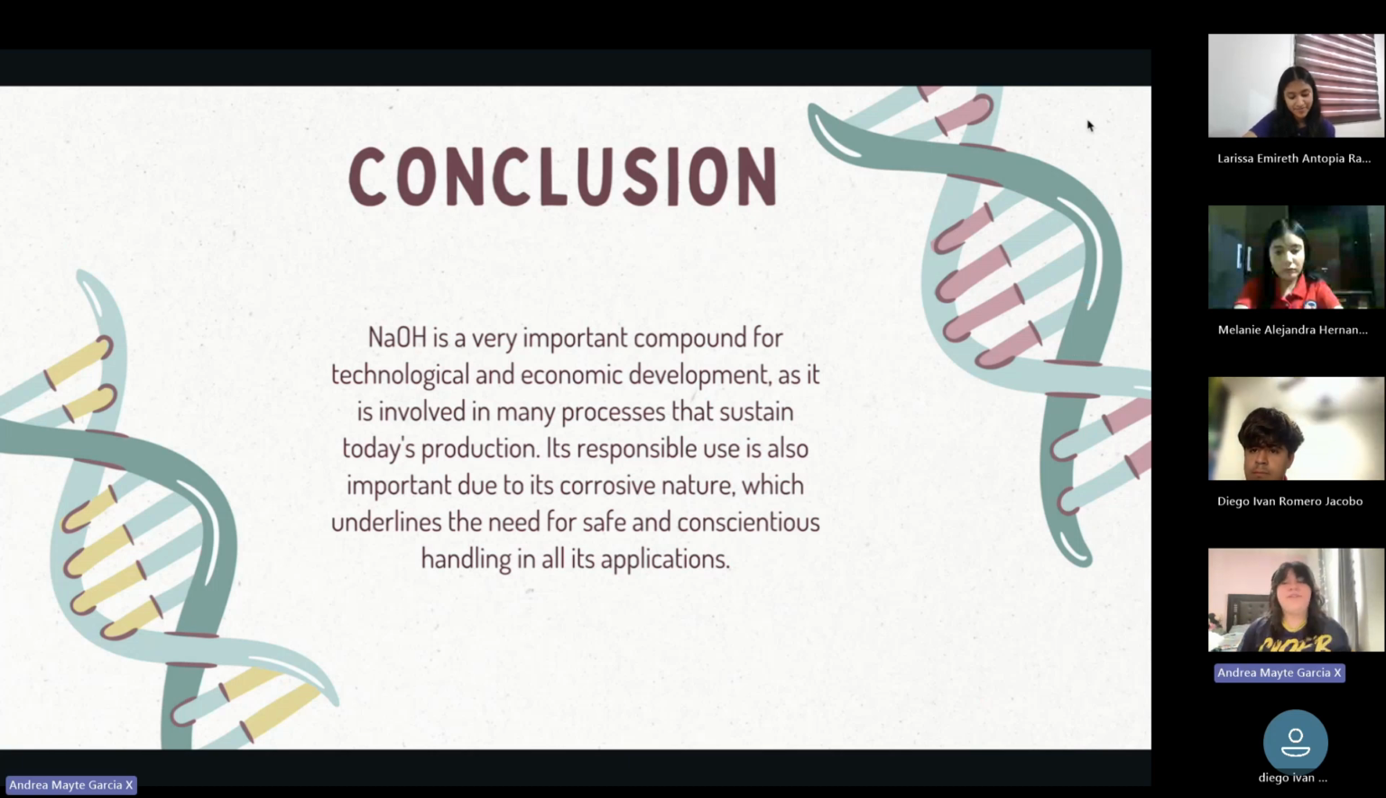And the conclusion about this compound is that NaOH is a very important component for technological and economic development, and is involved in many processes that sustain today's production. Its responsible use is also important due to its corrosive nature, which underlines the need for safe and conscious handling in all its applications.